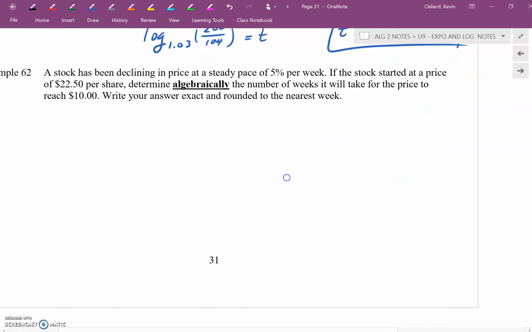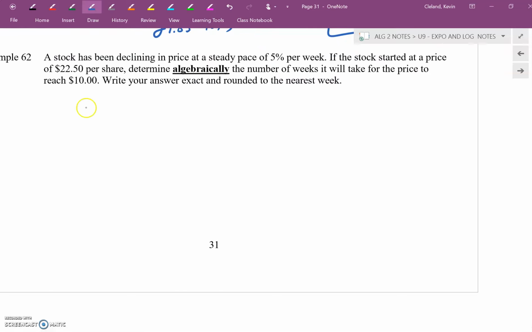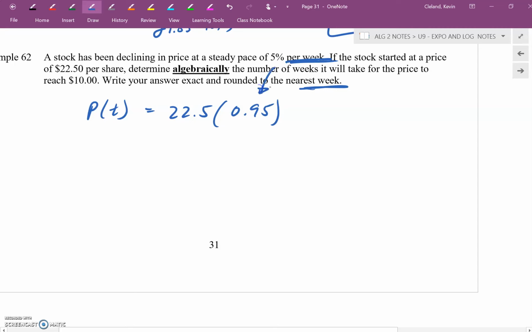All right, lastly, we have a similar problem again. We have a stock price that's decreasing 5% a week. We're staying in weeks, I noticed, so I'm not going to worry about having to take a root at all. But here's the original price. If you're decreasing 5% a week, you'd have 95% of what you originally had at the end of each week. We want to know, when does that equal $10?